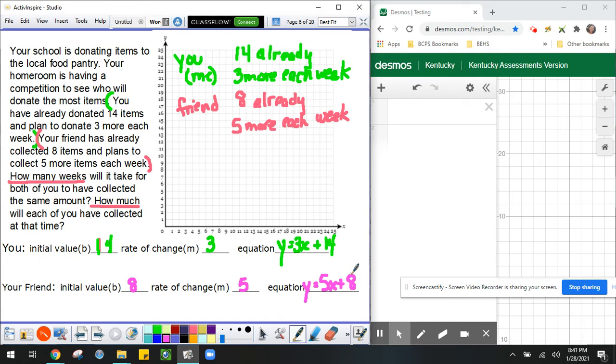So go ahead and put that on your Desmos calculator and see if you can answer this question. How many weeks will it take? How much will each one of you collect by that time? Put it on your Desmos calculator. You're looking for where the lines cross.